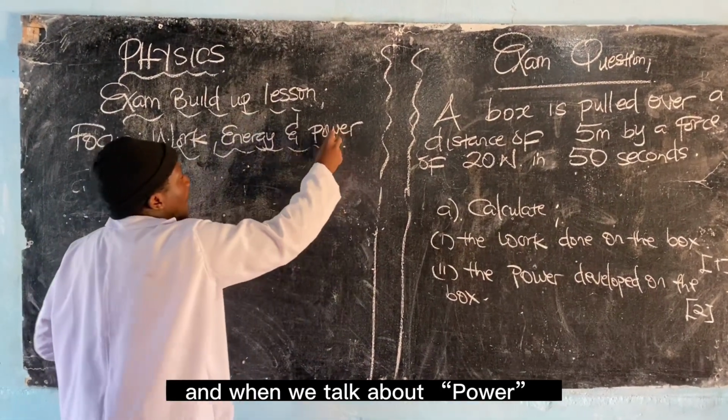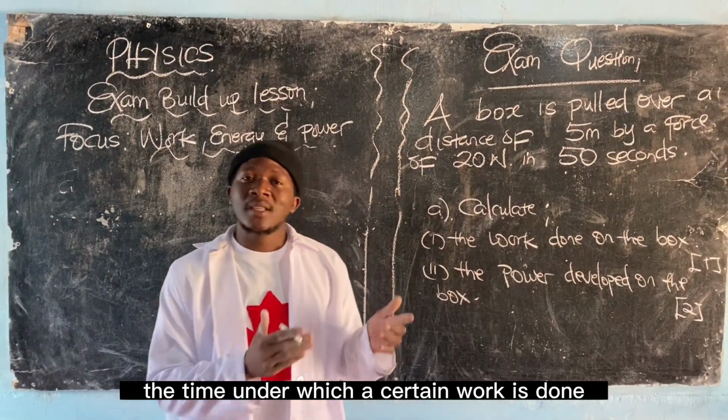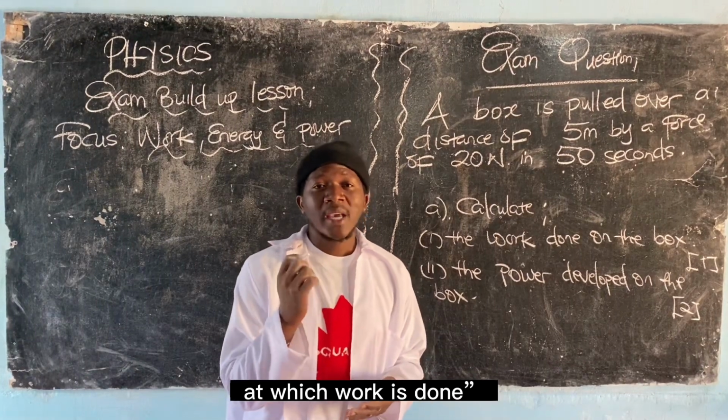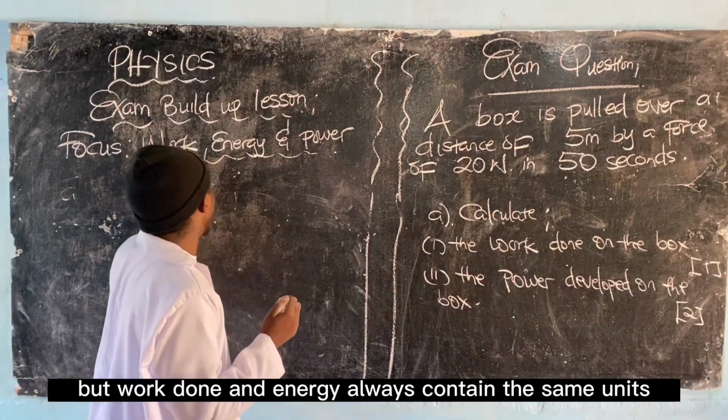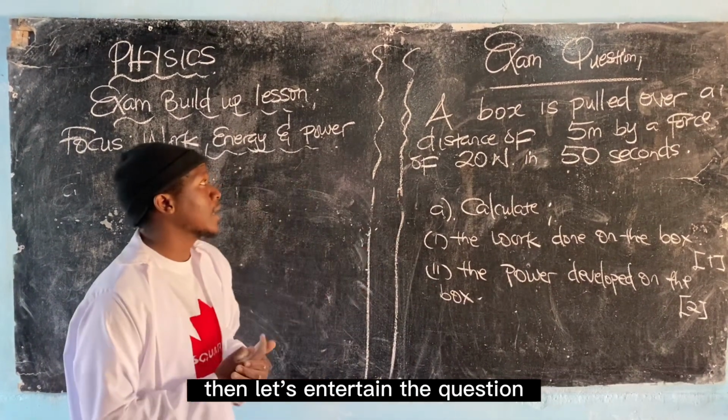And when we talk about power, we're trying to compare the time under which a certain work is done. Therefore, we always say power is the rate at which work is done. But work done and energy always contain the same units. Then let's entertain the question.